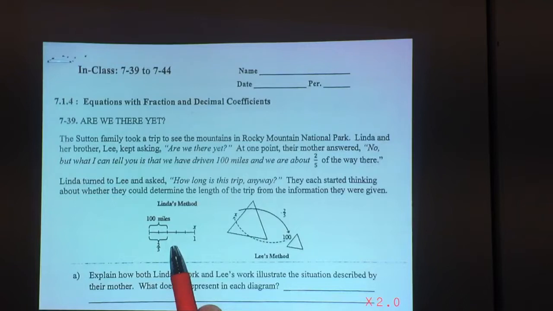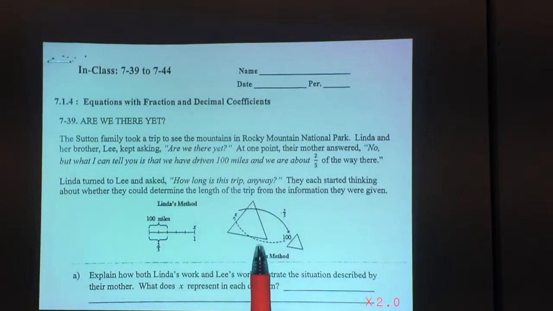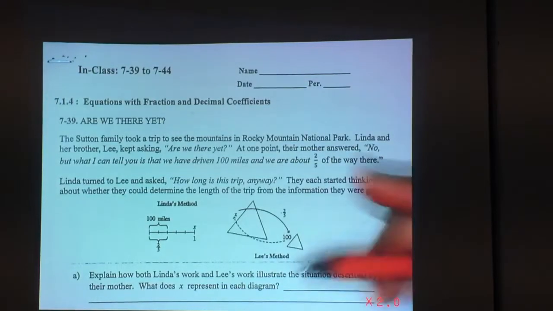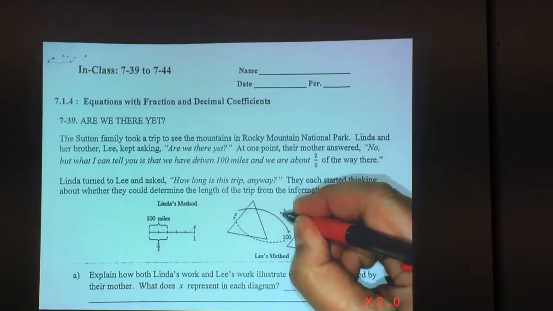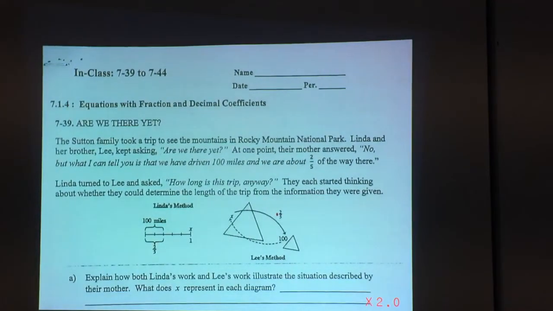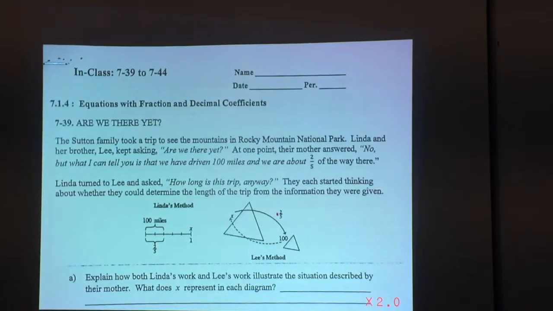So Linda's thinking about a line diagram, and Lee is thinking about a big triangle and a little triangle, so he's probably thinking of some kind of scale factor, and this is multiplication. Explain how both Linda's work and Lee's work illustrate the situation described by their mother. What does x, the variable x, represent in each diagram?